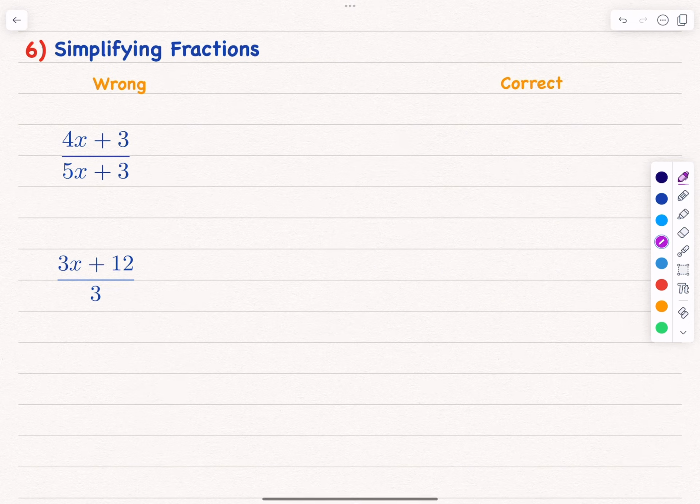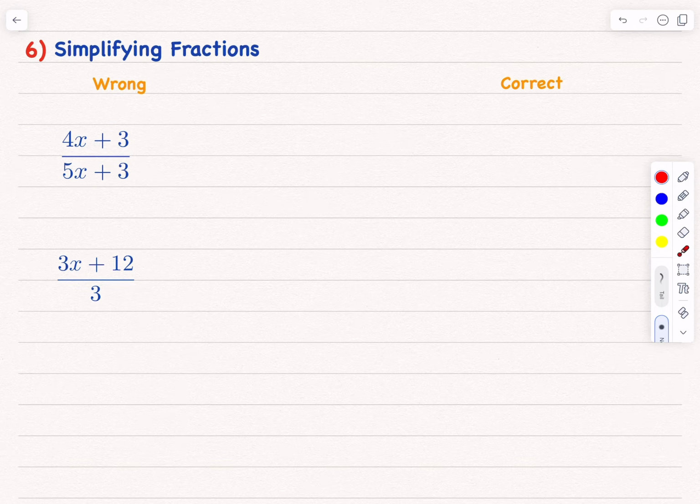Let's move on to simplifying fractions. Here, some students, when they see a fraction like this, might say cancel out 3 and 3, so the answer is 4x divided by 5x, or probably further, we can cancel x and x, so the answer would be 4 divided by 5. And of course, this is wrong. And here in this fraction, actually, we cannot cancel or simplify anything at all. So we keep the fraction as it is.